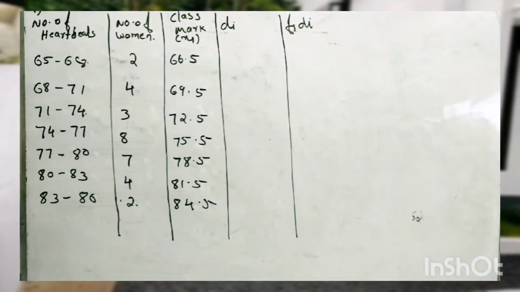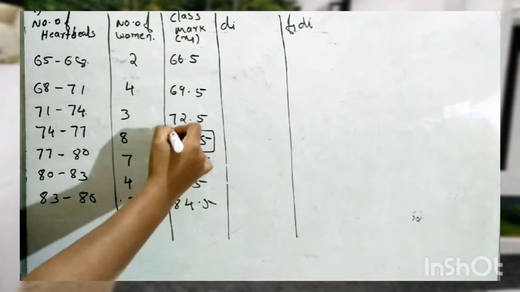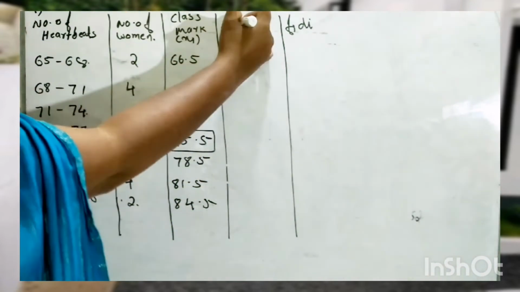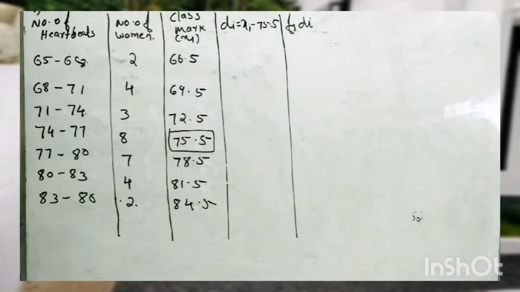Now just look at that xi column. We want to choose the value of a from this xi column. I'm going to choose the middle value, and here the middle value is 75.5. Okay, this is the value of a. So di is equal to xi minus 75.5.